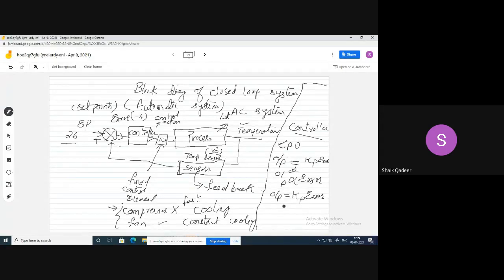In the present case, suppose the error is -4, so the output is -4 times Kp. It means that this is actually some negative value. Then the final control element comes in, in this particular case.